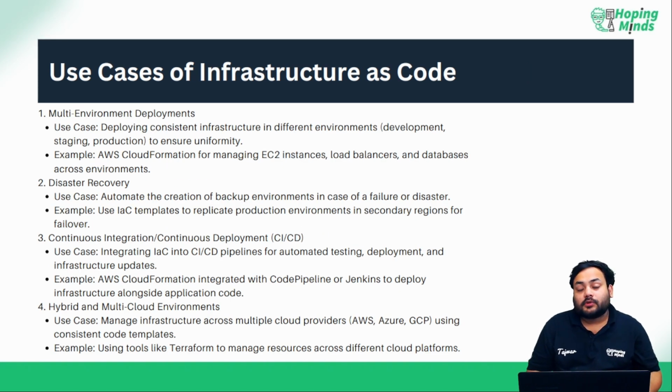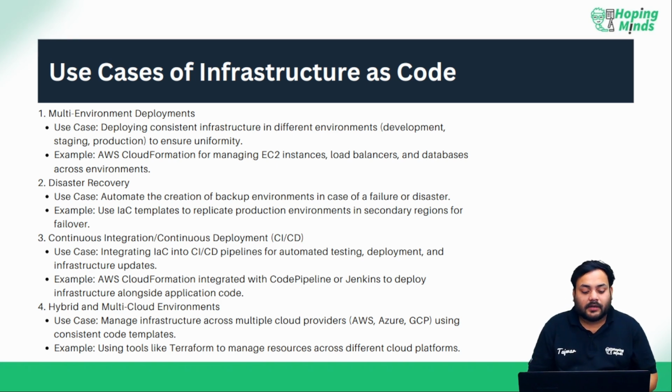When we talk about the use cases of infrastructure as code, the first is multi-environment deployment. We can deploy our infrastructure into multiple regions or multiple environments, like the multi-cloud model. Then we have disaster recovery. Everything is done by AWS, so a proper backup will be made by AWS itself automatically, and we don't have to think about that.